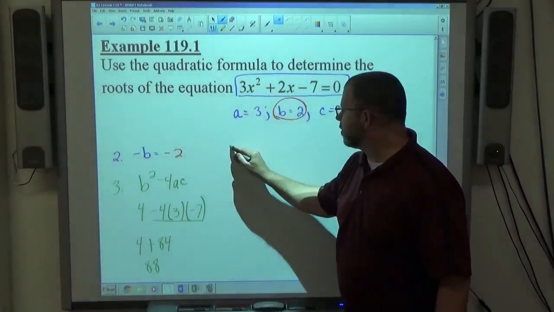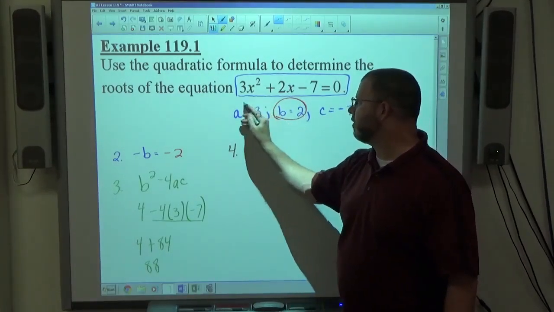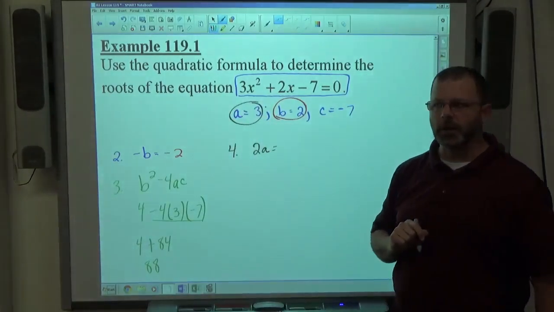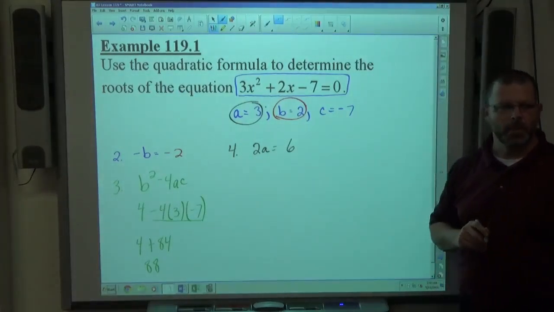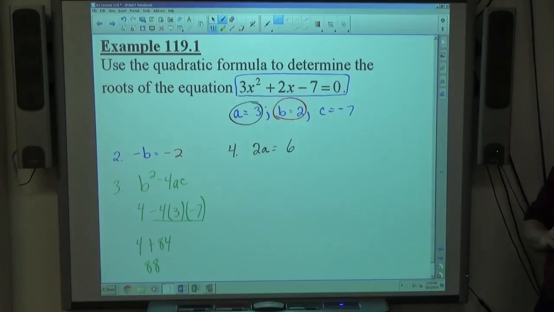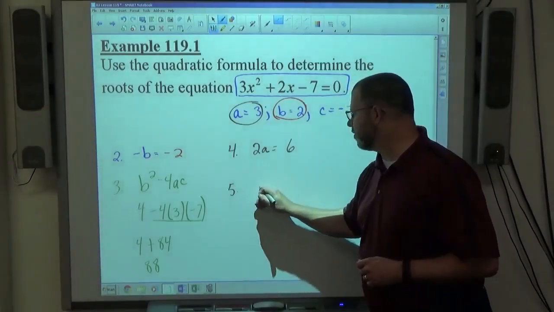The next thing on your list of things to do is to find out what 2a is equal to. All you have to do to find 2a is find out what a is and double it. A is equal to 3, we double it, we get 6. And once we find those 3 specific values, step 5 says to write the answer.